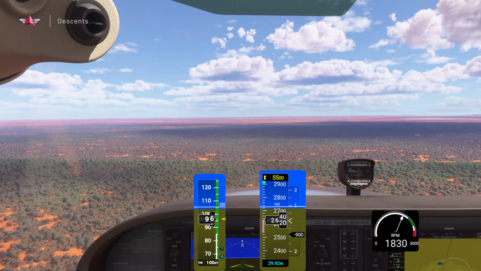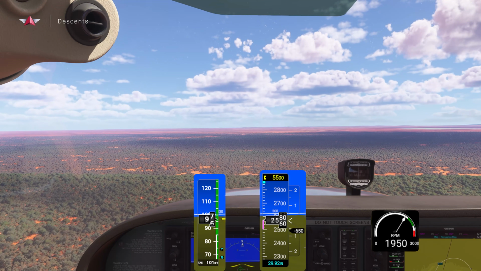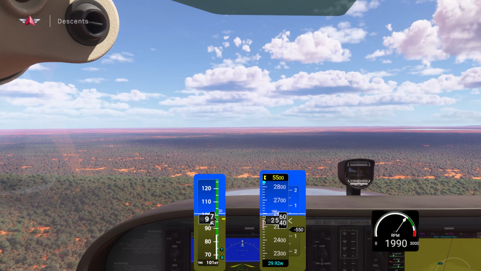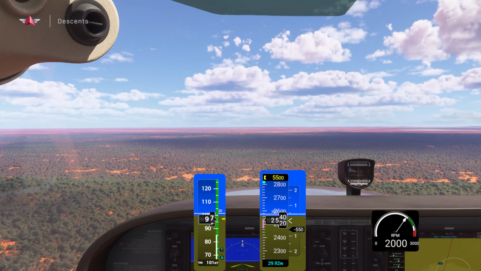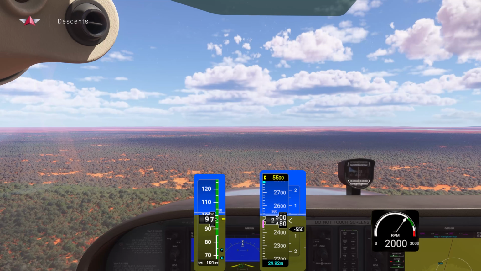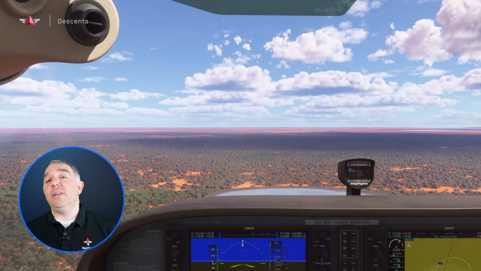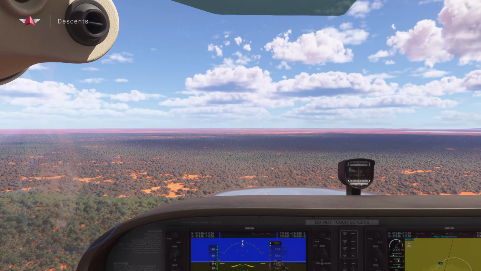Again, let's check our RPM indicator and increase power to 2000 RPM. We raise the nose slightly back to our known power on descent pitch attitude. Voila, our vertical speed comes back to 500 feet per minute. Let us now consider the transition from descent to cruise.